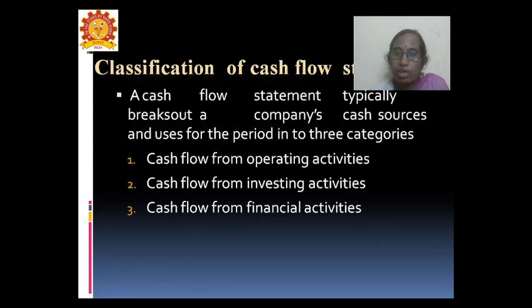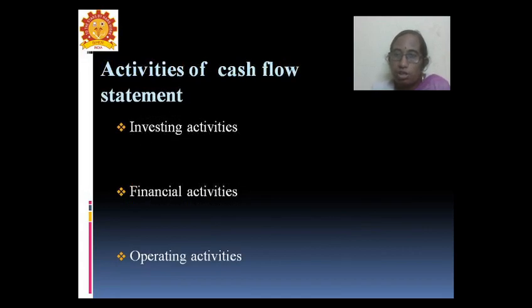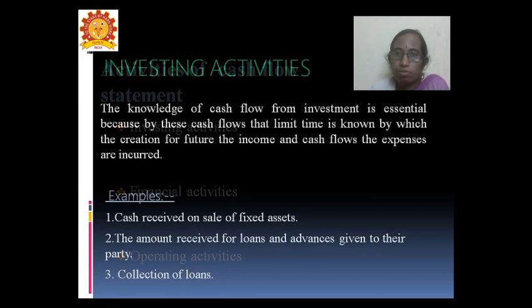Various classifications of the cash flow statements are available. The three classifications are cash flow from operating activities, investment activities, and financial activities, which are going to be segregated. Here the three activities are given separately, so that it highlights the inflows and outflows for the betterment of the investments, the betterment of the financial activities, and also for the other operating activities as well.